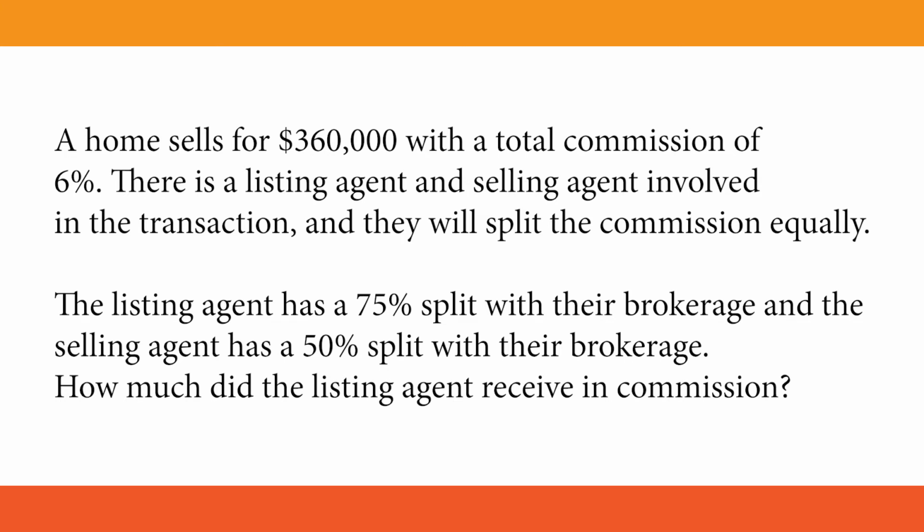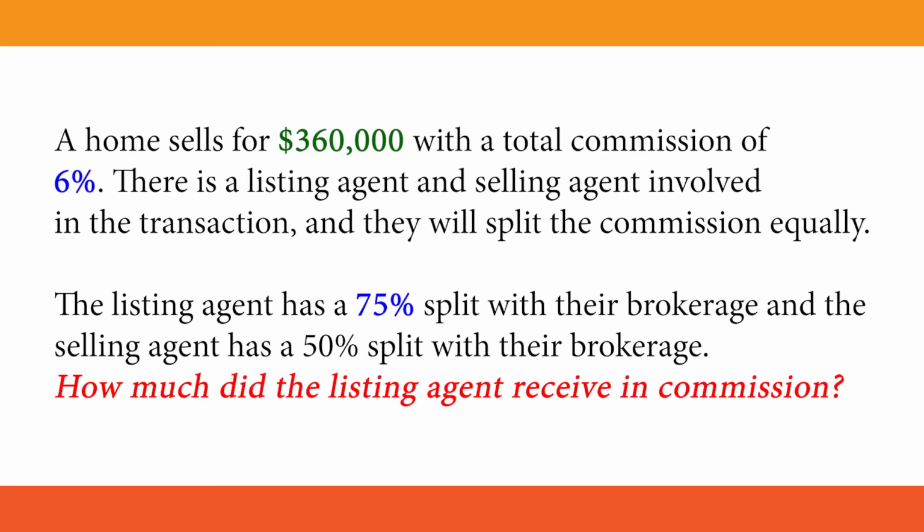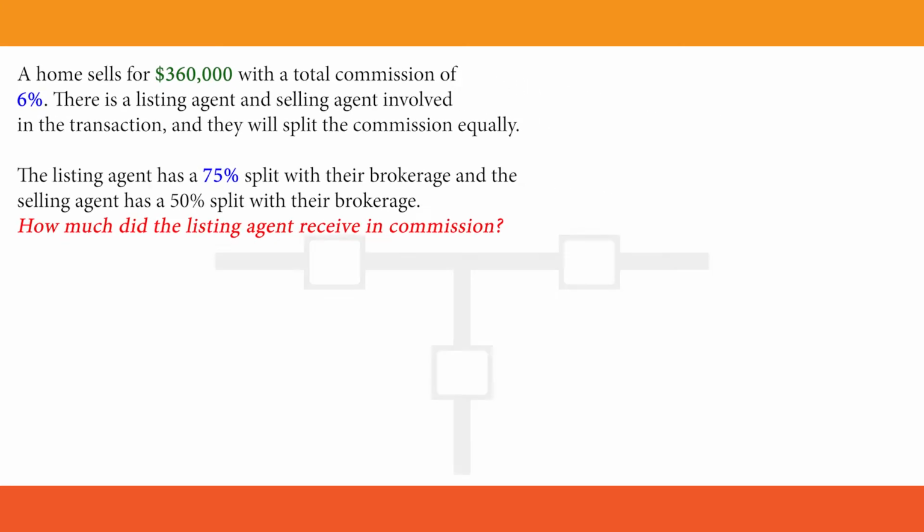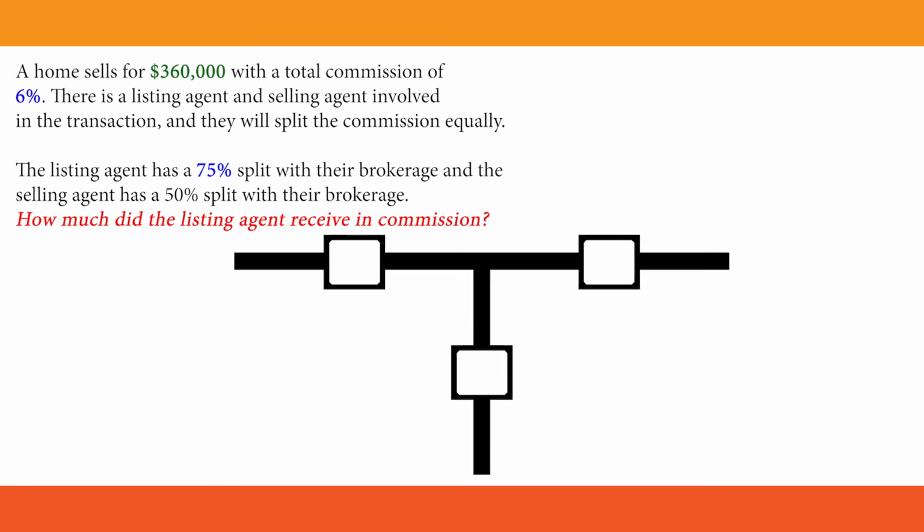What's important in this question? We are looking for the amount the listing agent received. The home sold for $360,000 and the total commission is 6%, half of which went to the listing agent, which is 3%. Additionally, they have a 75% split with their brokerage. Let's set up our first TBar.